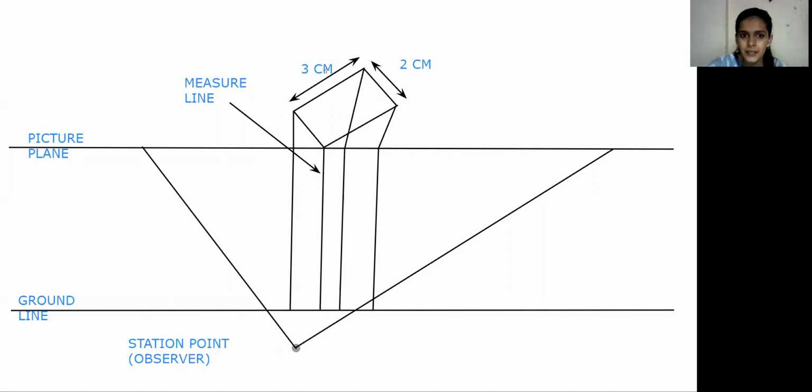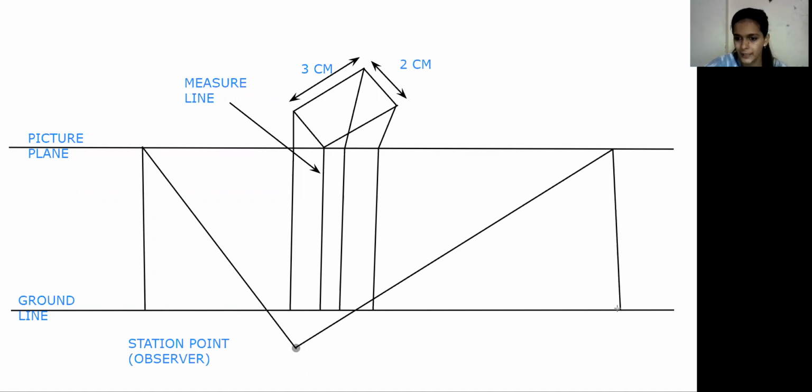Again, consider the next 2 points. Which 2 points? From the station point, we have drawn 2 parallel lines. The parallel lines are going to touch the picture plane. These 2 points. From these 2 points also, you need to draw the vertical lines. So, from these 2 points, draw the vertical lines.